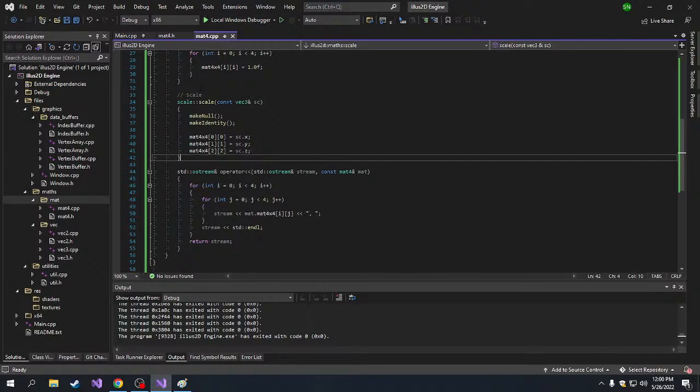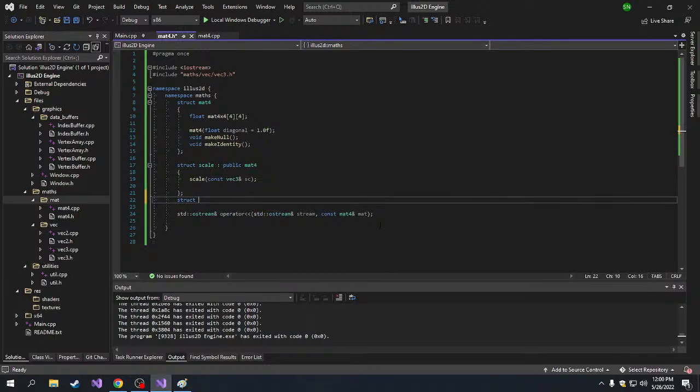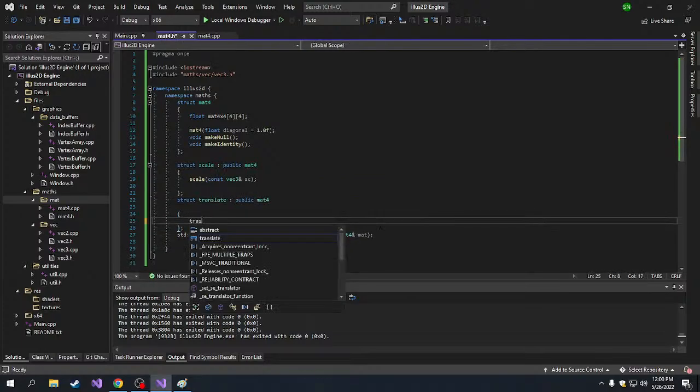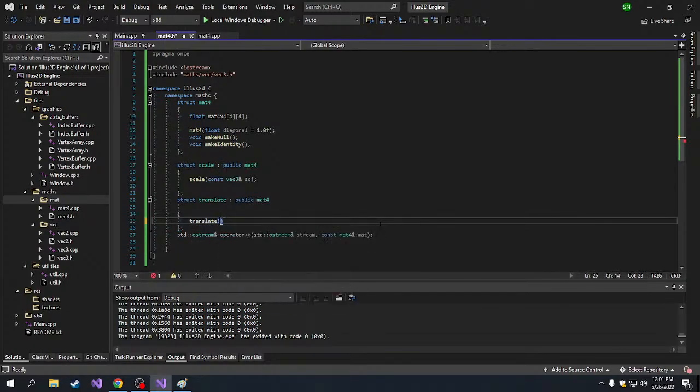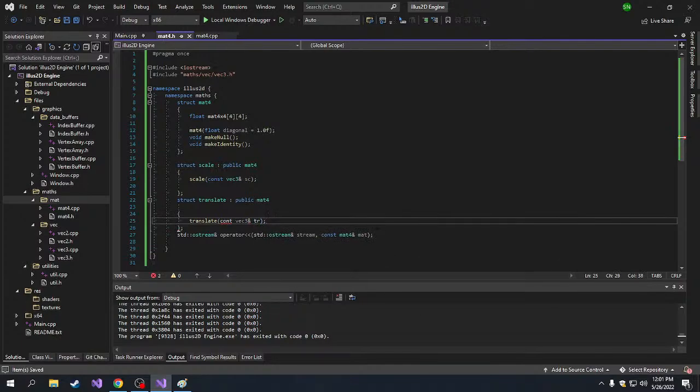Now we have another one called a translate. So the translation matrix. The way this is going to work is pretty simple as well. So I'll just make this struct first. Struct translate is going to publicly inherit mat4. Also translate, and it's going to take in a vec3 as well by reference. So just tr for translate, maybe say const.